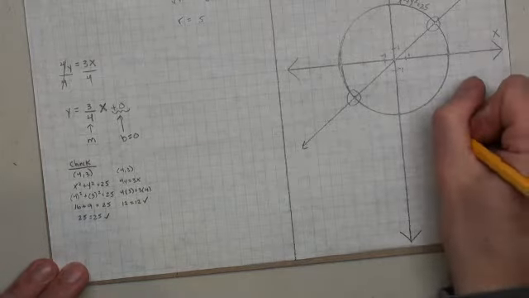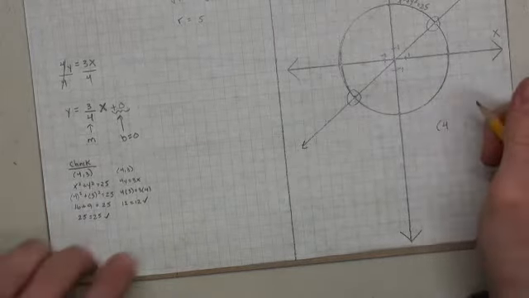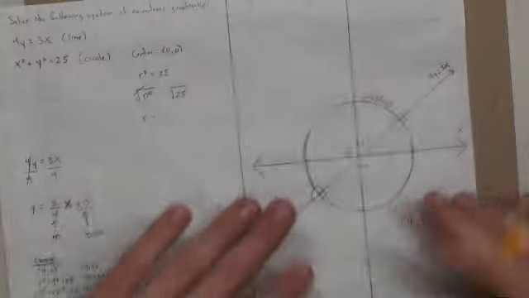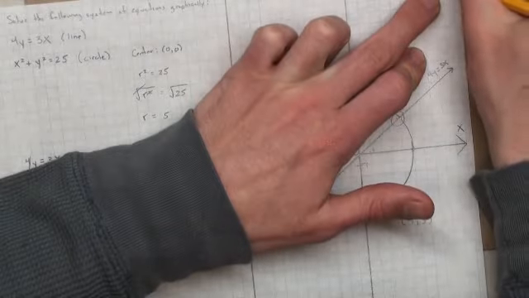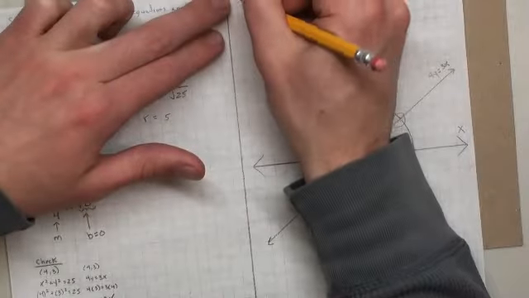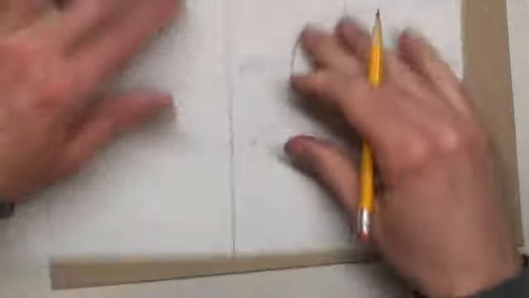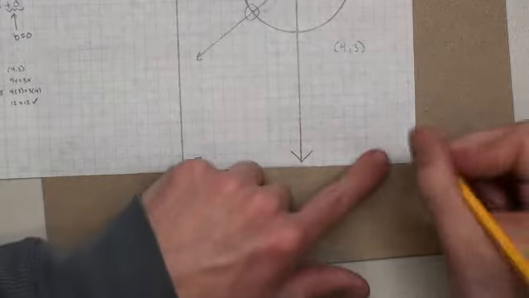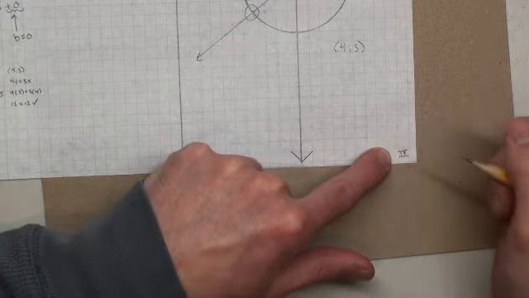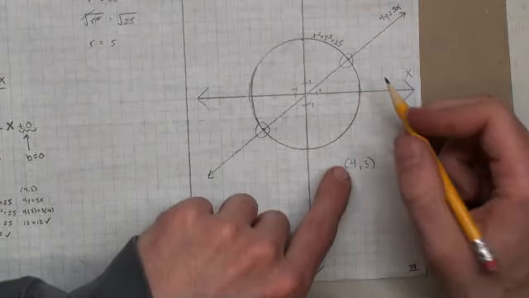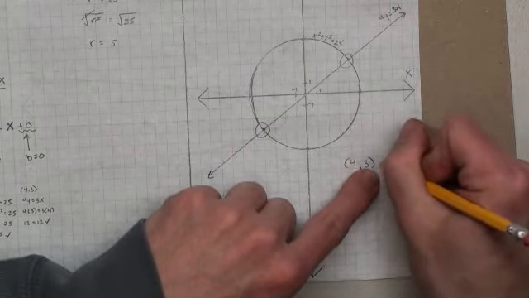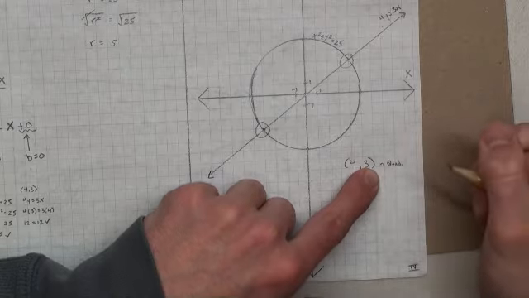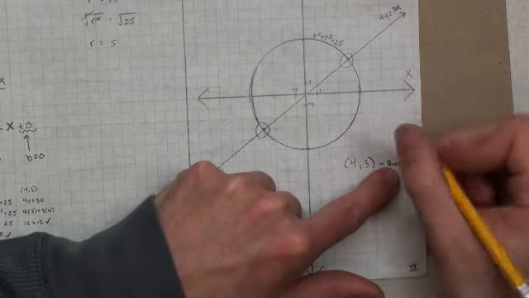So the first point is valid. So we can put here in parentheses 4, comma, 3. And remember, let's put our quadrants here. I forgot about that. Quadrant 1, quadrant 2, quadrant 3, quadrant 4. That point is in quadrant, so I'm going to put in quad, that's short for quadrant, you can do that, and that's quadrant 1.